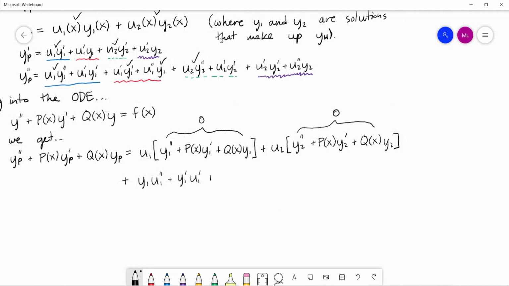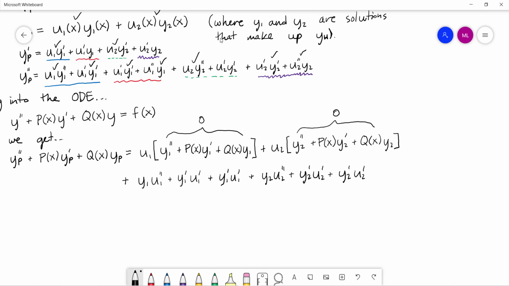Actually, let's just write them all out here. Plus, we had another version of that, so another y1 prime, u1 prime, and I'm keeping them separate for now, so that's that one for a reason. Do the same thing over here. We had y2, u2 double prime plus y2 prime, u2 prime plus another y2 prime, u2 prime.